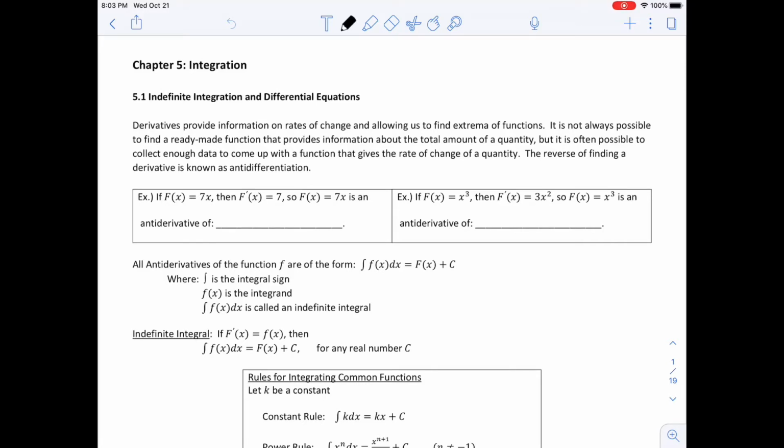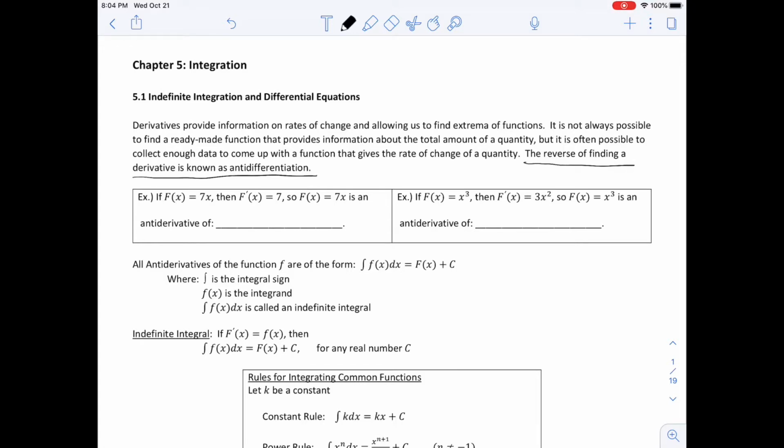It is not always possible to find a ready-made function that provides information about the total amount of a quantity, but it's often possible to collect enough data to come up with a function that gives the rate of change of a quantity. The reverse of finding a derivative is known as anti-differentiation, or the antiderivative.